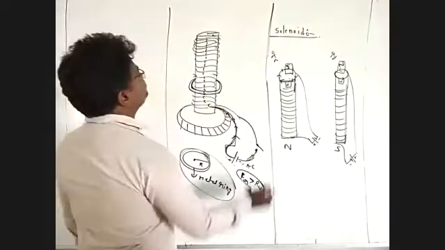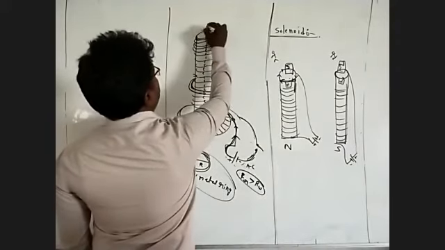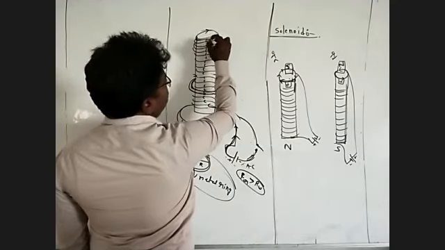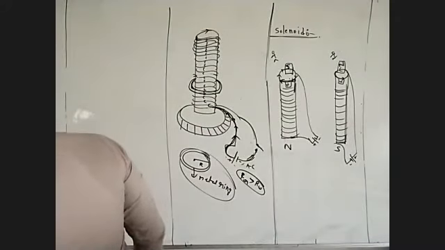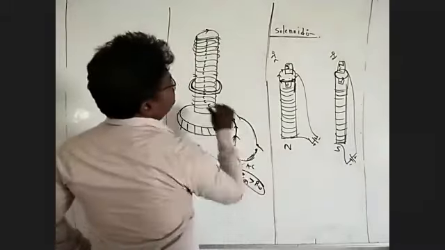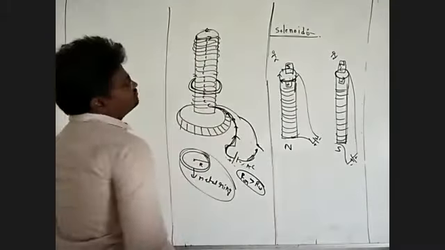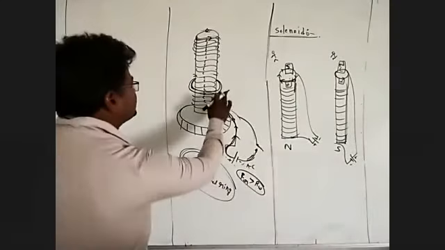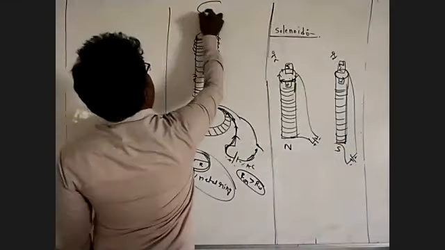Now you will see the upward part, the current in an anti-clockwise direction. Suppose the clockwise direction. So what will happen in this situation? The metal ring moves in an upward direction.